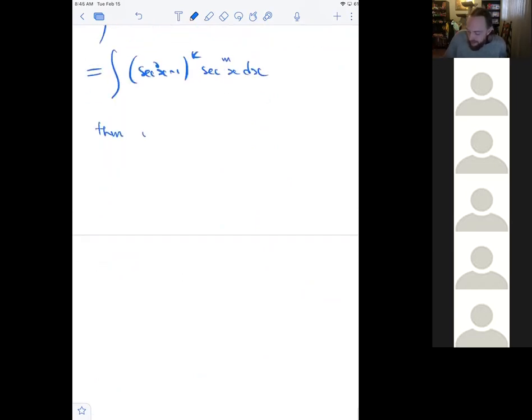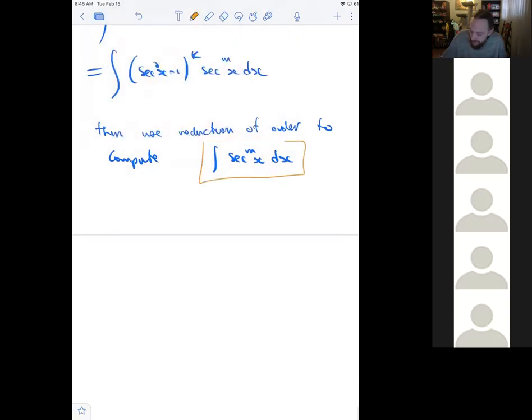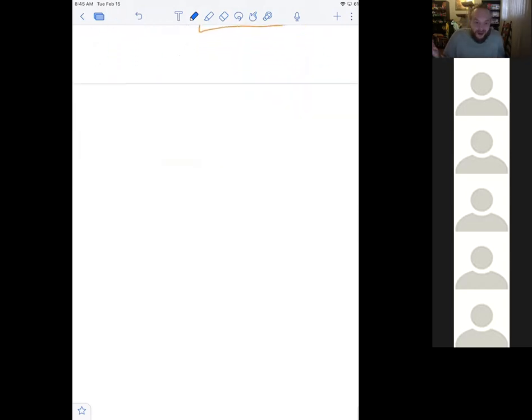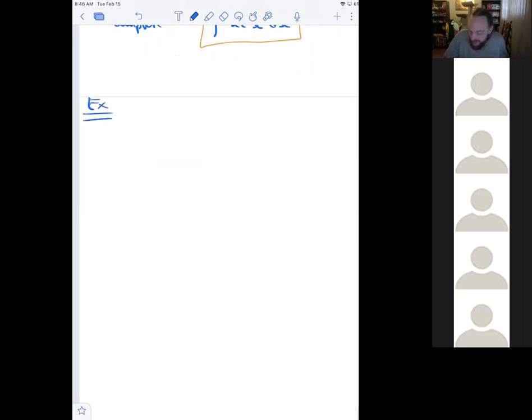Then I use reduction of order to compute the integral of secant. It doesn't matter what it is. This is our overall strategy. I could do reduction of order for that one, but that one seems redundant. Let me do this one. So instead of recalling what the reduction of order formula is, let me do that for one of these integrals.